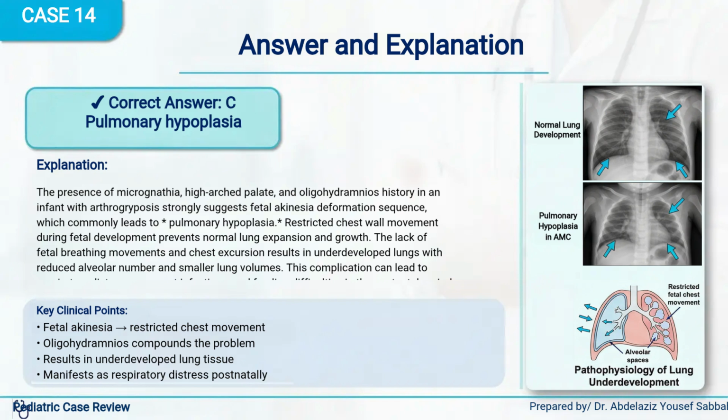Restricted chest wall movement during fetal development prevents normal lung expansion and growth. The lack of fetal breathing movements and chest excursion results in underdeveloped lungs with reduced alveolar number and smaller lung volumes. This complication can lead to respiratory distress, recurrent infections, and feeding difficulties in the postnatal period. Key clinical points: fetal akinesia causes restricted chest movement. Oligohydramnios compounds the problem, and the result is underdeveloped lung tissue manifesting as respiratory distress postnatally.